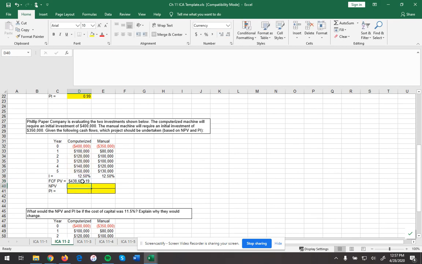Okay, so we looked at the present value of the future cash flows for both of those. Copy that over here. So we have that. Next step is we take our future cash flows and we are going to add in the negative cost to see if we come up with a positive. Same thing here. Our future cash flows plus our original cost of $350.